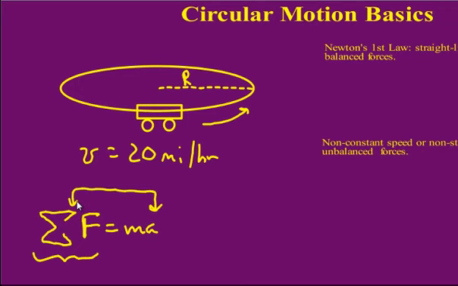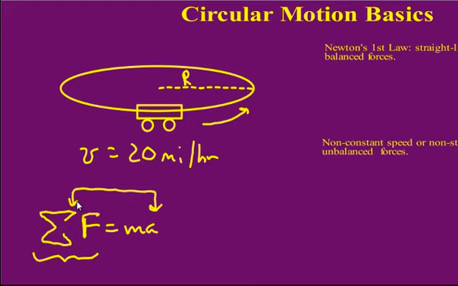Not because it's speeding up, not because it's slowing down, but because it's changing direction. If you remember from first semester, 3 ways to accelerate: slow down, speed up, change direction. So this car is accelerating. Even though the speedometer is reading a constant 20 miles per hour, this car is accelerating because it's changing direction. And that doesn't happen naturally, right? An unbalanced force has to act on it.